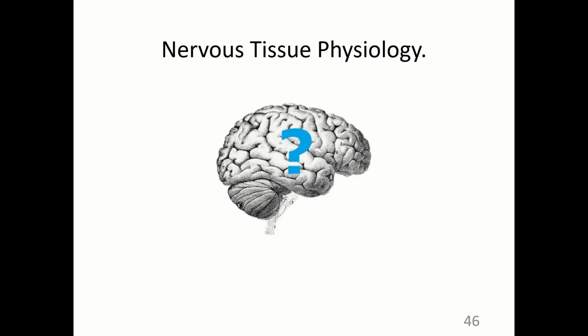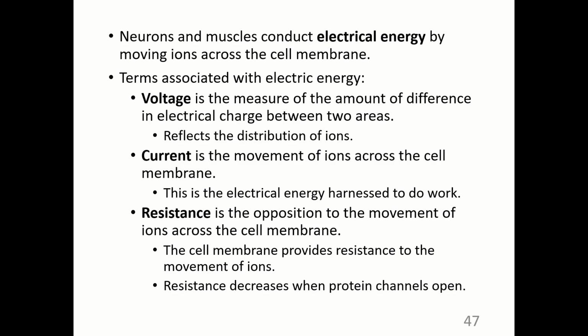Now let's look at nervous tissue physiology. This will be similar to what we learned about with action potentials in the muscle tissue lectures. Neurons and muscles both conduct electrical energy by moving ions across the cell membrane. Here are some terms associated with electrical energy: voltage, current, and resistance. Voltage is the measure of the amount of difference in electrical charge between two areas. It reflects the distribution of ions. Recall, the ions are sodium and potassium.